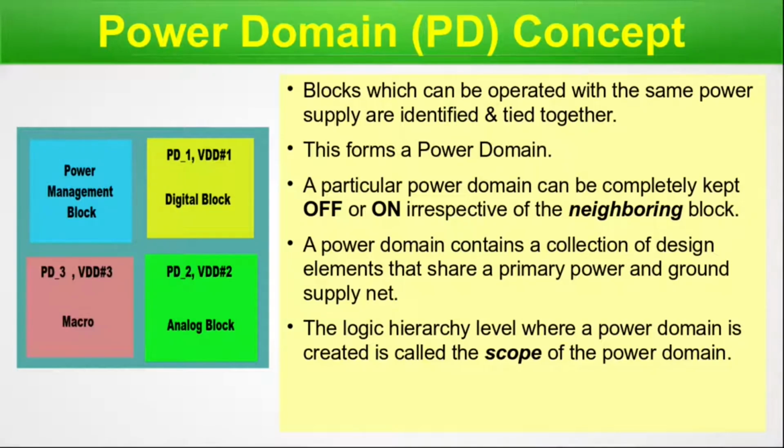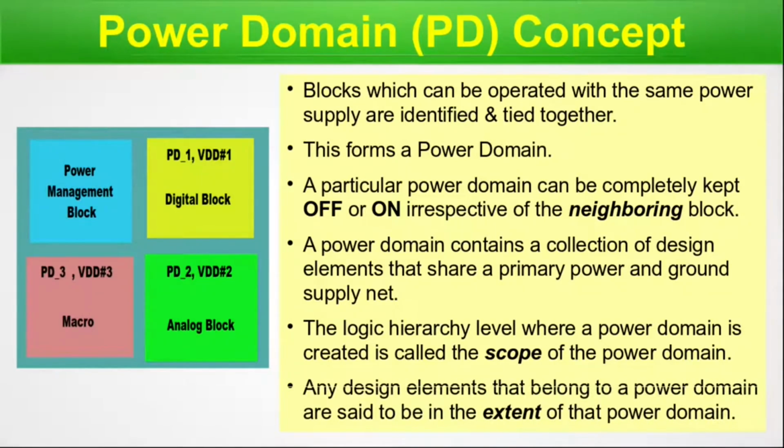Now there could be different hierarchy levels: the top level, 1 level down, 2 levels down, 3 levels down. The level at which the power domain is created is called the scope of that particular power domain. Next, any design element that belongs to a power domain is said to be in the extent of that power domain. This extent you can also replace theoretically with the word range. That means any design element that comes under a power domain is said to be in the range of that power domain. Here we use the keyword extent, and I used another word, range, for your easy understanding.